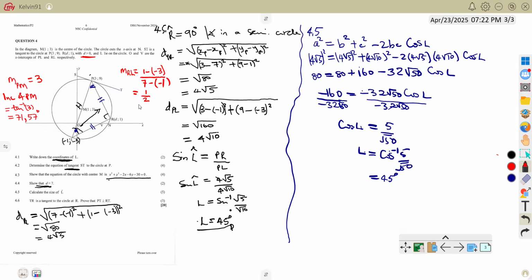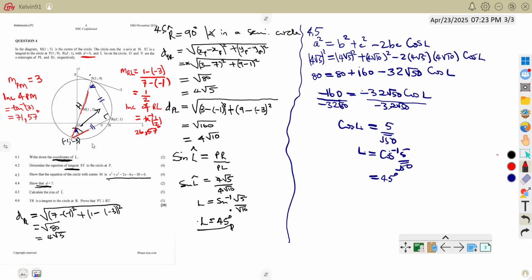Then calculate the inclination of RL. We are talking of the lines making the angle that we want. So that one is gonna be equal to tan inverse half. So shift tan half. When you round it off, you are going to get 26.57.